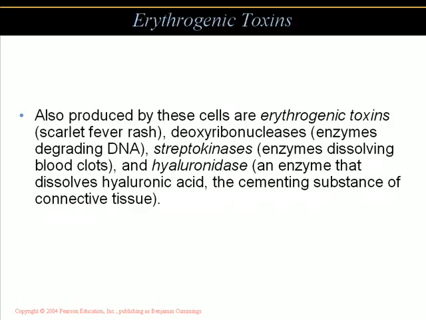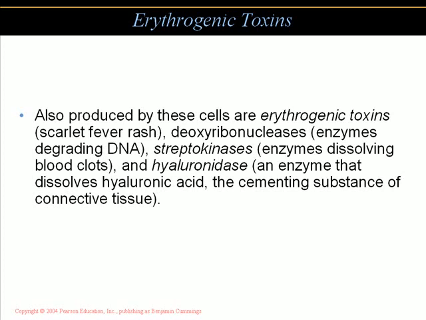Also produced by these cells are erythrogenic toxins. We see this such as in scarlet fever rash. We also see deoxyribonucleases. These are enzymes that will degrade DNA. We also see streptokinases, an enzyme that will dissolve blood clots. We also see hyaluronidase. Hyaluronidase is an enzyme that dissolves hyaluronic acid. Hyaluronic acid, if you recall from early anatomy, is the cementing substance of connective tissue. This is how cells are held together.